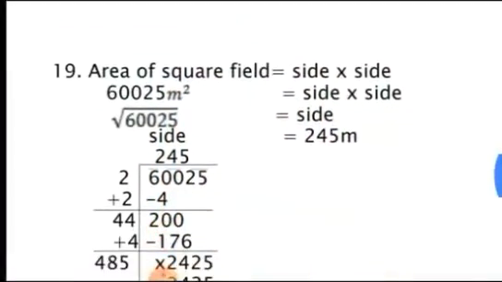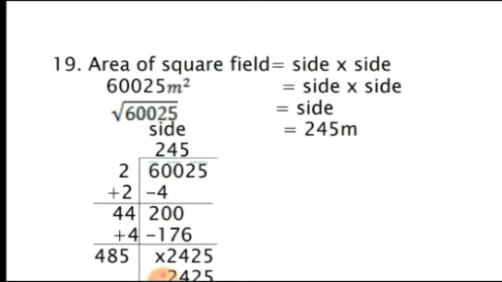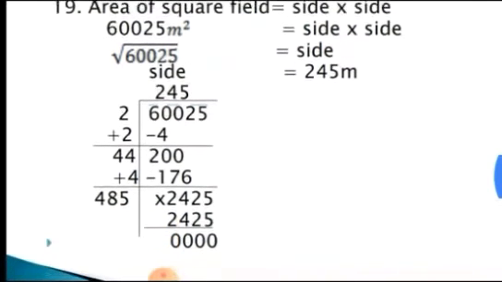Next question, question number 19. The area of a square field is 60025 meters square. A man cycles along its boundary at 18 km per hour. In how much time will he return to the starting point? Area of square field is side into side. Area given 60025 equal to side into side. That means side equal to the square root of 60025. You find out the square root of 60025.